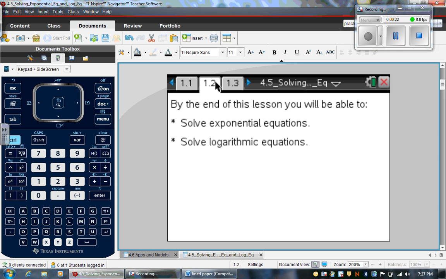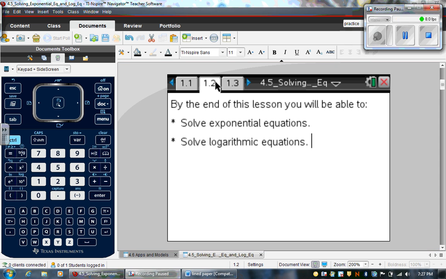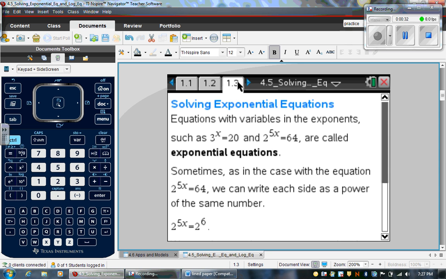Okay, so by the end of this lesson, you will be able to solve exponential equations and also solve logarithmic equations. So when we're solving exponential equations, or equations with variables in the exponents, such as 3 to the x equals 20 or 2 to the 5x equals 64, these are what's called our exponential equations.